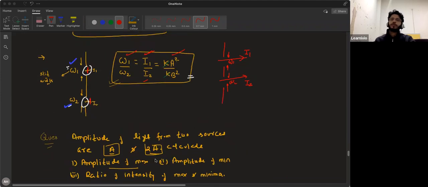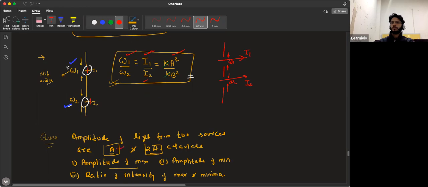So this is the question. See, the ratio of amplitude of light from two coherent sources is A and 2A. For the first source, the amplitude is A. For the second source, amplitude is 2A. So instead of A, it's A. Instead of B, this is 2A. You need the amplitude of maxima, you need the amplitude of minima, and the ratio of intensity of maxima and minima. Do it fast.